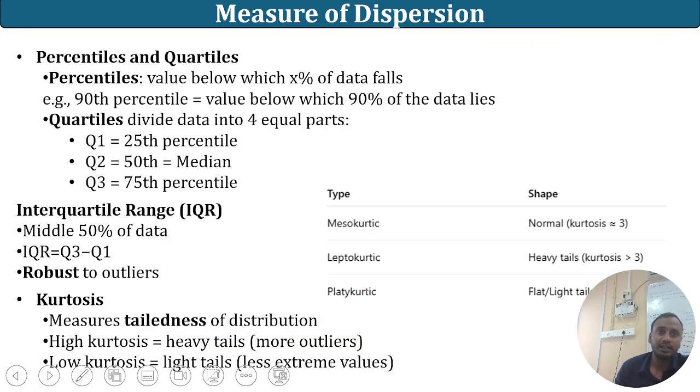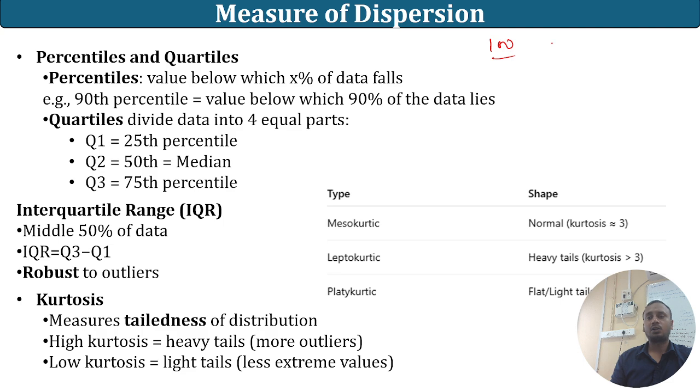Then we have the percentile. Percentile, we already know what's going on. It is the value below which a given percent of the data falls. Let's say I have 100 people, like 20% of the people are graduates.